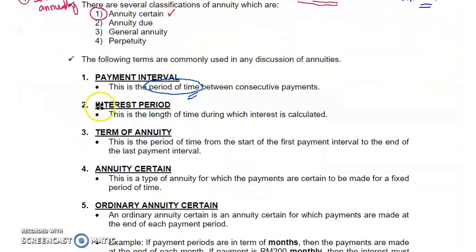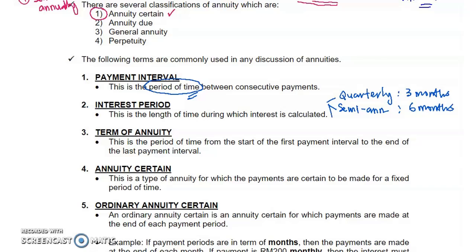Another one is the interest period. This is the length of time during which interest is calculated. Recall the topic compound interest. If, for example, it is quarterly, the interest period will be 3 months. If semi-annually, the interest period will be 6 months. If yearly or annually, we wait for 12 months. So that is the interest period, the length of time during which interest is calculated.